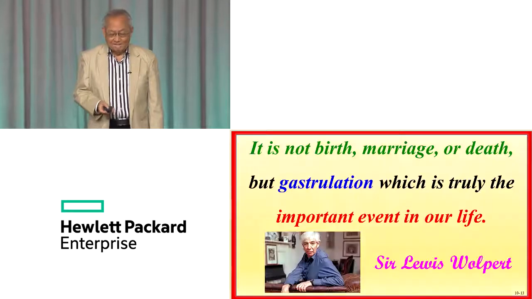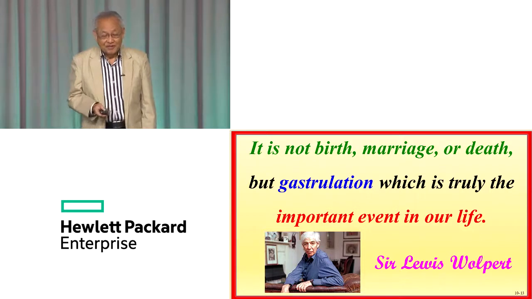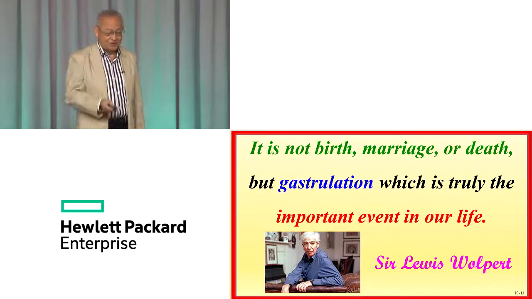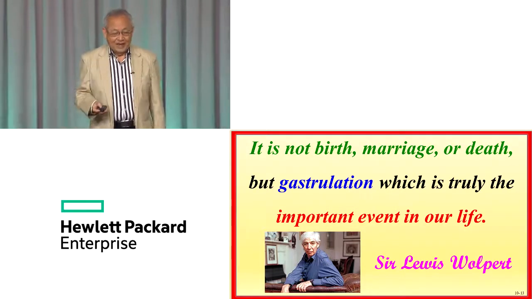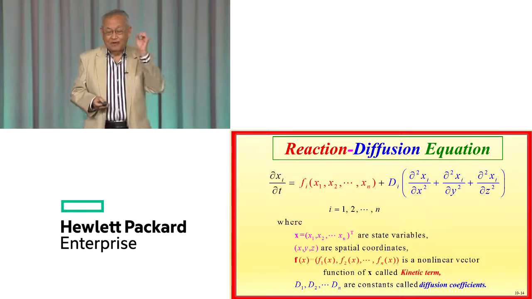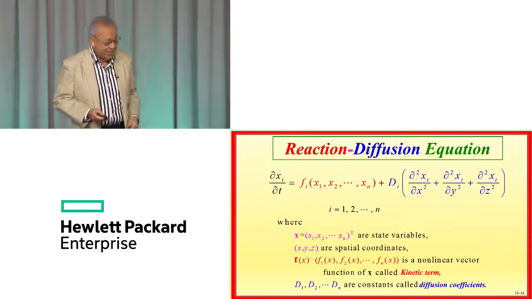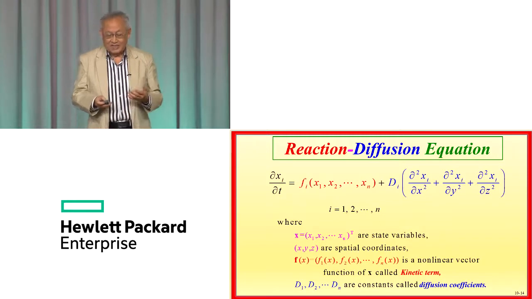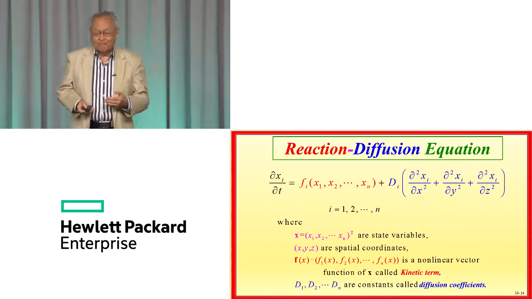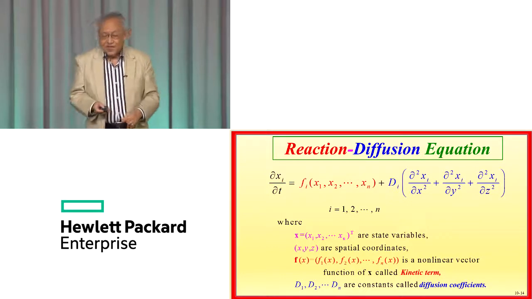Now Sir Lewis Wolpert said it best. He said that it is not birth, marriage, or death, but gastrulation, which is truly the important event in our life. So you will remember this word gastrulation from now on, I hope. And nobody understood how it could suddenly deform and become the genesis of you and me. And nobody really had a good answer until Alan Turing, a mathematician, came along and said maybe if I could find a simple enough equation and show that at least mathematically this is possible, maybe that would be good progress.